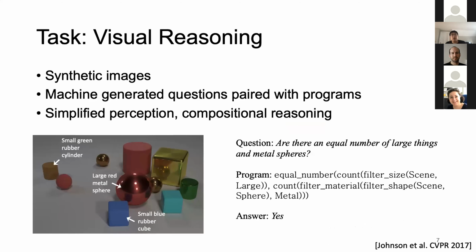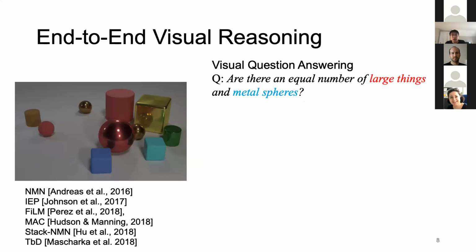To mitigate this issue, Justin Johnson and colleagues in 2017 introduced an interesting synthetic image dataset called CLEVR. I think many people might know the dataset. Even though it's a synthetic scene, it can be very useful to diagnose visual reasoning ability. One unique perspective of CLEVR is that it does not rely on complex real-world visual scenes or natural language, but the difficulty of CLEVR comes from the composition of attributes and the underlying logic.